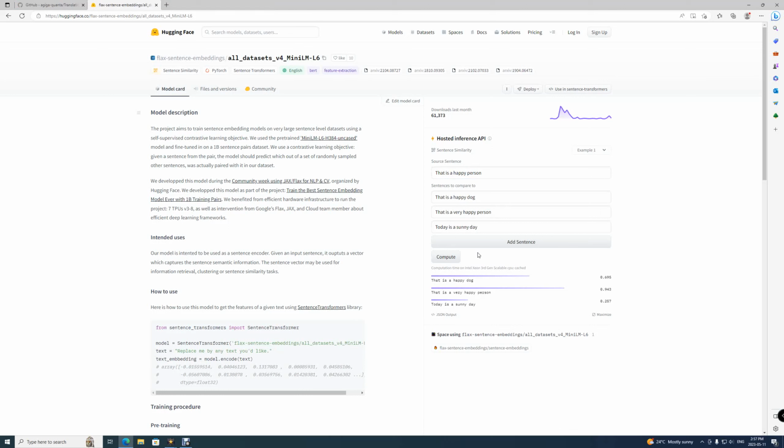Both example 1 and example 2 will be using this model, old dataset version 4 miniLM-L6. And while the first one will be a pair comparison between every two sentences in our inputs, our second example will actually be comparing 7 sentences, almost all of the inputs, versus one of the sentences. And from there, we'll be able to rank them individually against one sentence at a time.